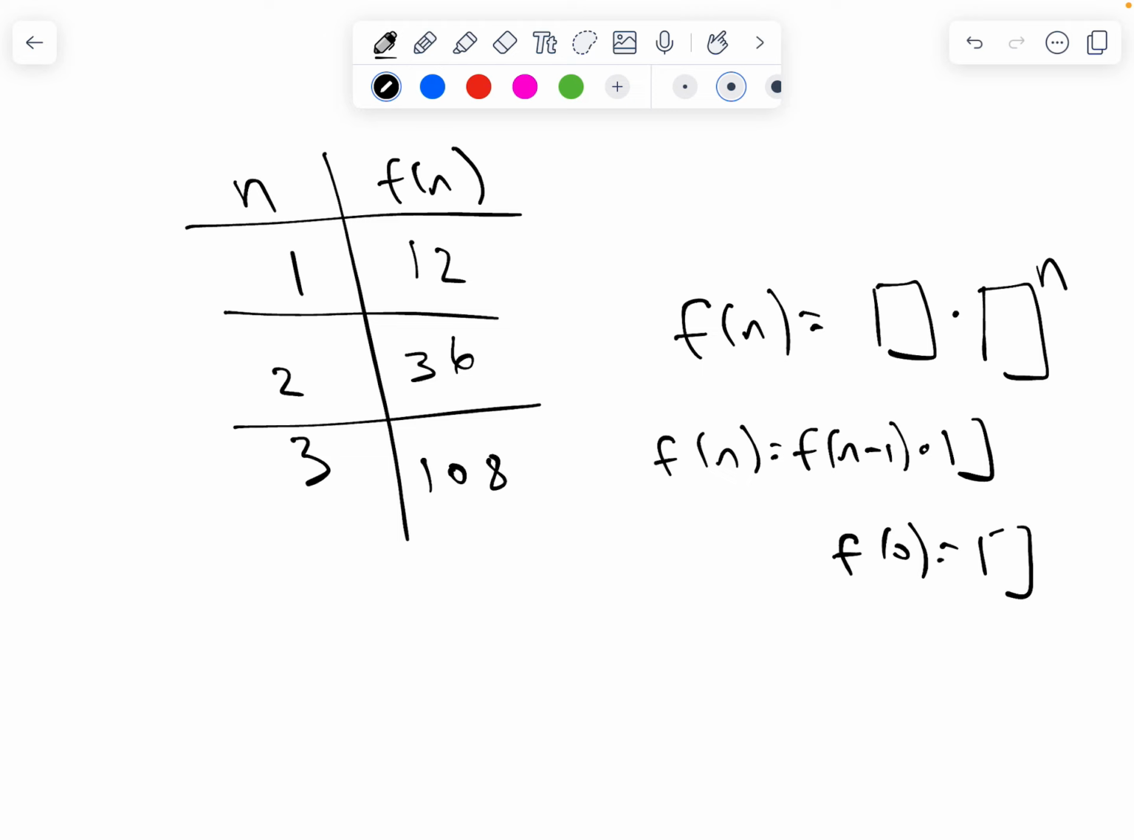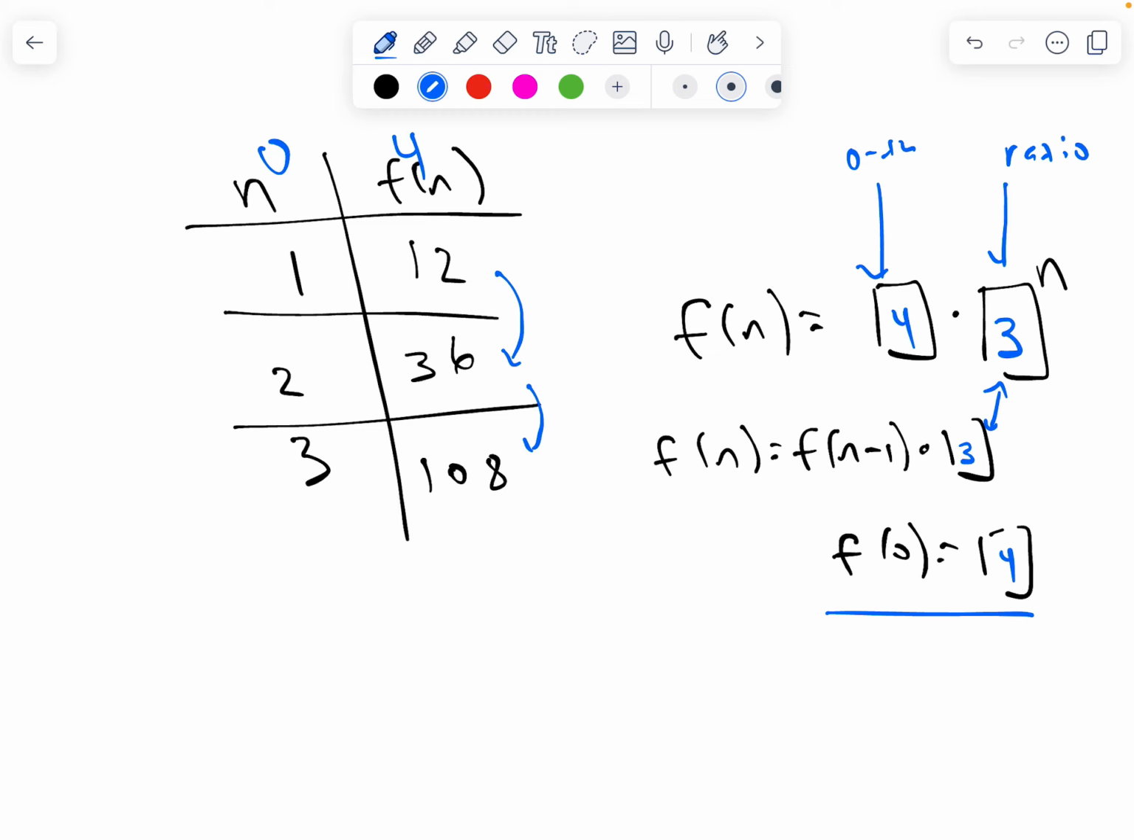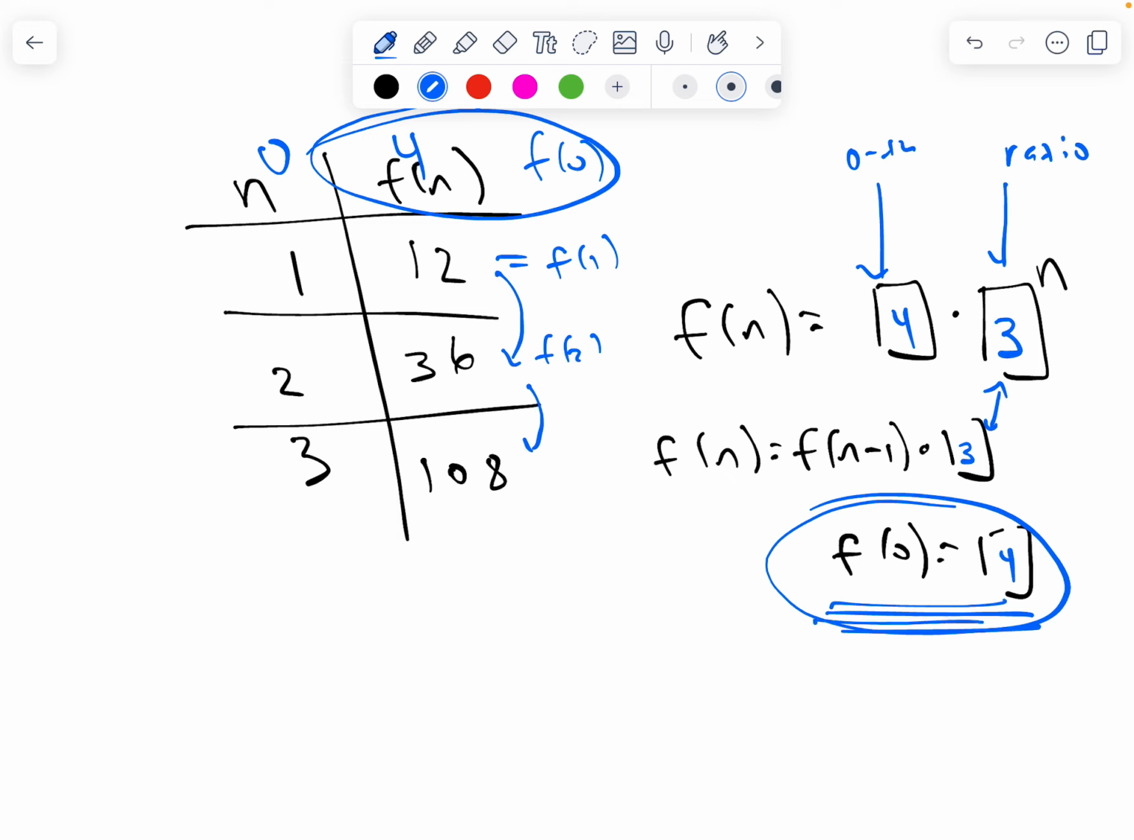So what goes in here is the 0th term. What goes in here is the common ratio. Common ratio here is 3, so that goes there. And this one will also go in here. And the 0th term, if I work my way up the table, my 0th term is going to be 4. F of 0 literally means the 0th term. This is f of 0. This is f of 1. So 12 is f of 1. 36 is f of 2. So f of 0 is 4, kind of by definition.